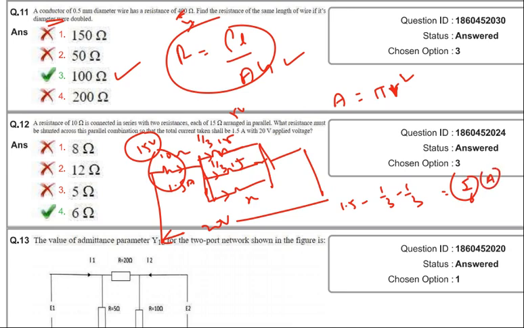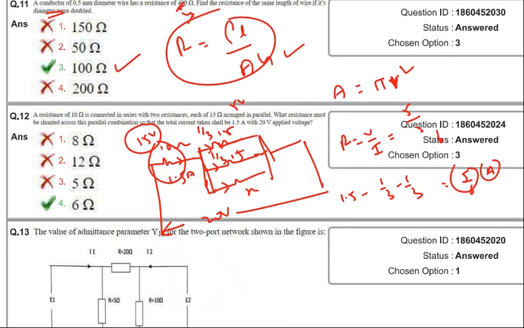R is nothing but V by I. How much is the voltage appearing across this parallel combination? 5. That is 5 by 5 by 6. If you simplify, what will you get? 6 ohms resistance. Okay. Hope you understand the model. And for the remaining questions also, just see the model only.